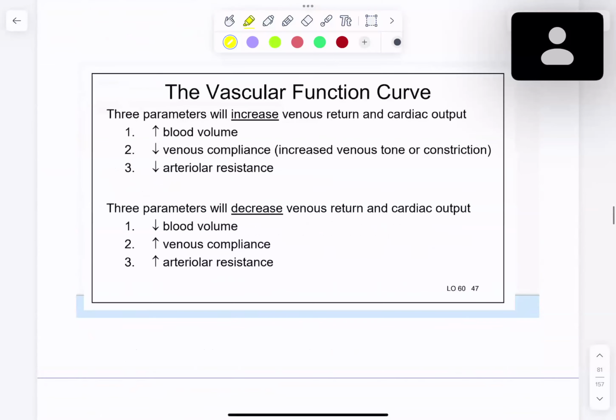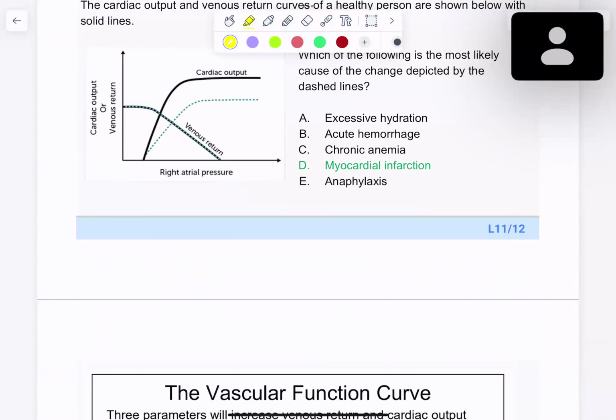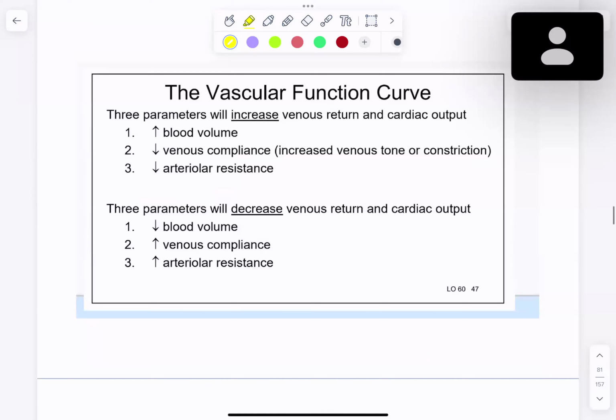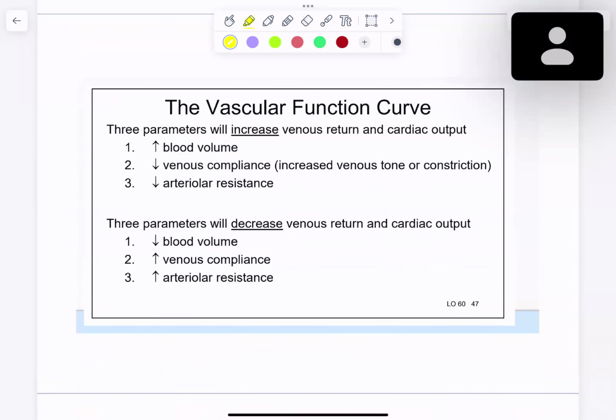So what you need to know for this kind of concept is what will move the venous return curve and what will move the cardiac output curve, and how they will move. For the venous return curve, which is this one here, the parameters that will increase it are increased blood volume, so more volume of blood in the veins, decreased venous compliance, which means that you have an increase in venous return, and then decreased arteriolar resistance. And then the opposite will happen if you switch them, they will decrease venous return.